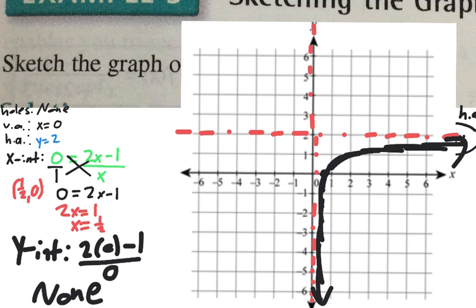No. So if the graph happened down here, what would have to happen? It would have to have another x-intercept. It can't happen down there without another x-intercept. So it has to happen up here.